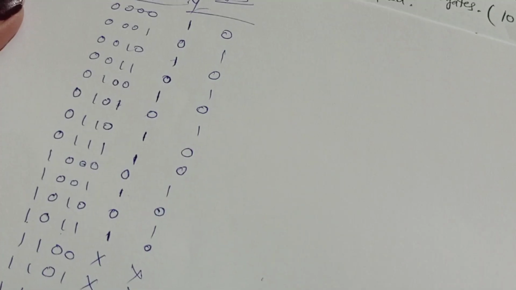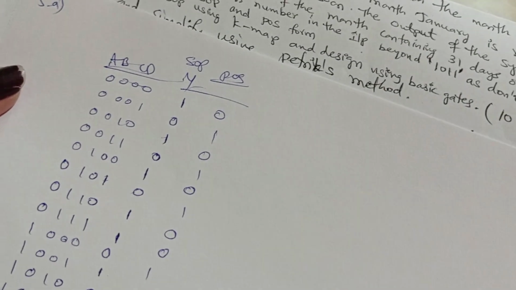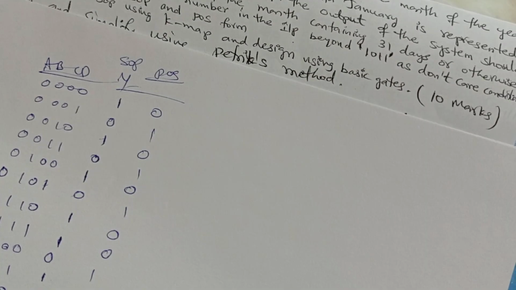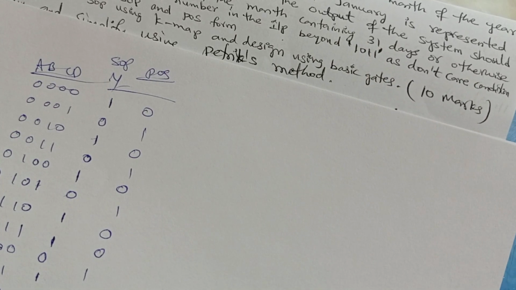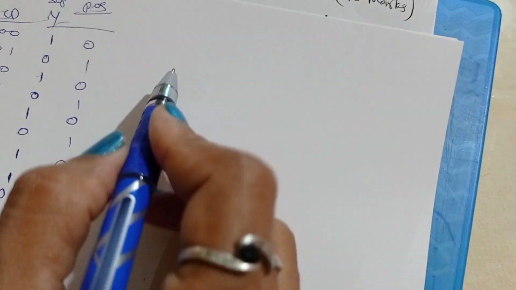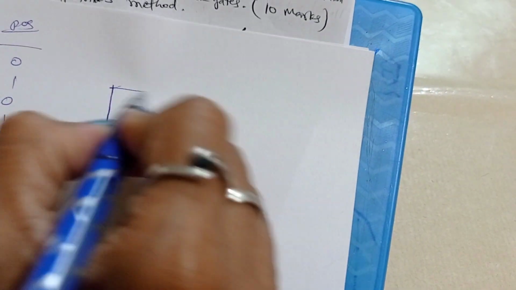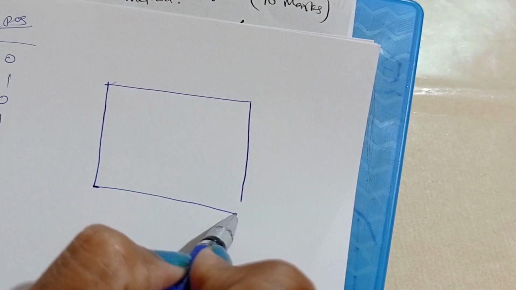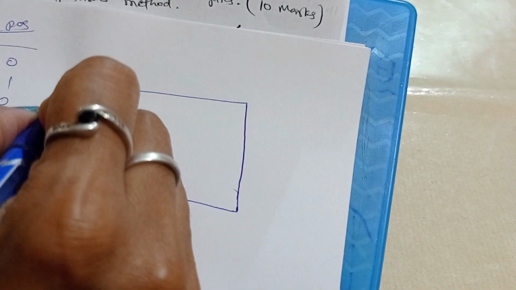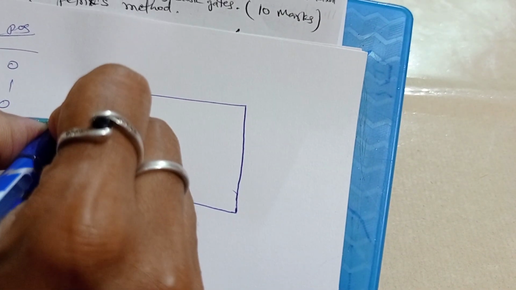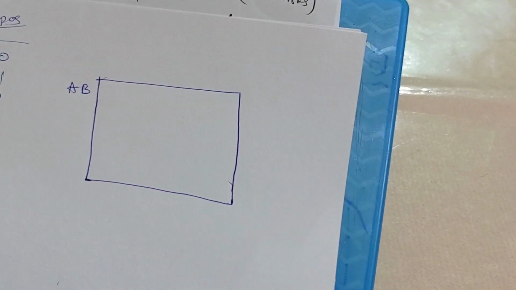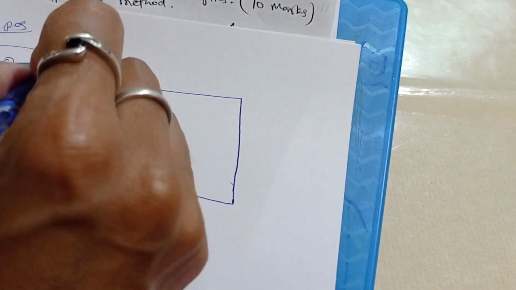Now, simplify for SOP using K-map and design using basic gates. This is what the final. So now, simplify by using K-map. Draw the K-map. Okay, and A, B, C, D.